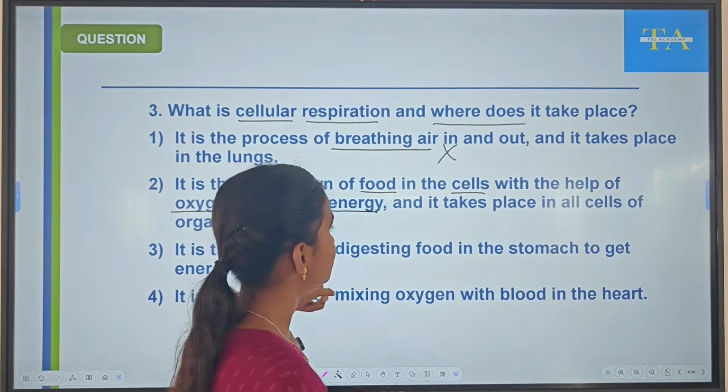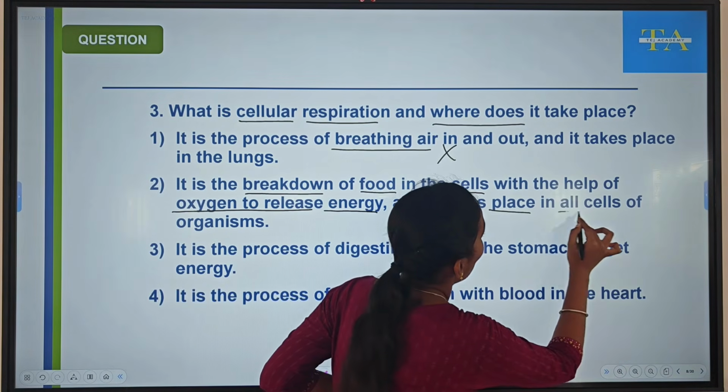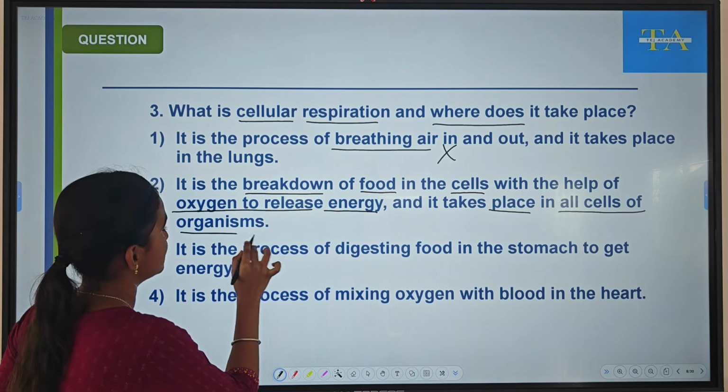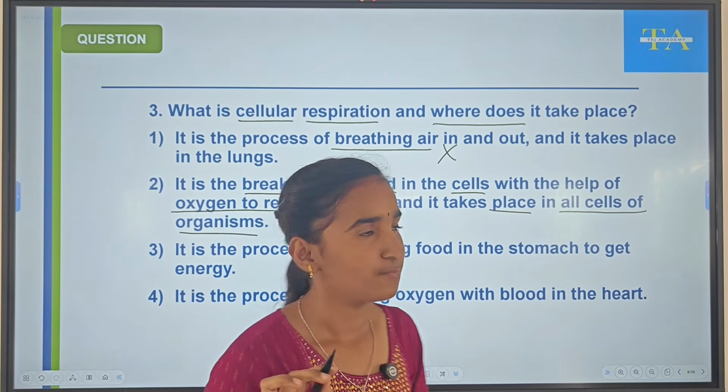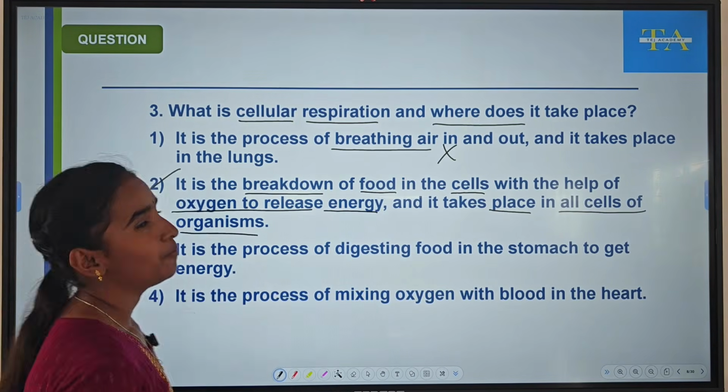We'll see where does it take place. It takes place in all the cells of organisms. Cellular respiration takes place in every cell of the organism. So our right option is option number 2.